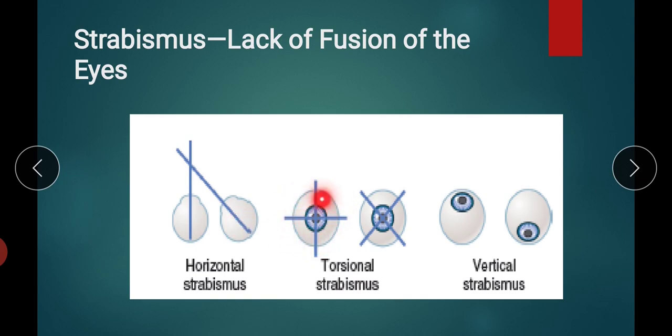The torsional strabismus is where the rotational movements are not proper. And when superior or inferior movements are not in register, or not very well coordinated, vertical strabismus or squint occurs. This type of strabismus sometimes leads to diplopia. Diplopia means double vision; the person is suffering from double vision.